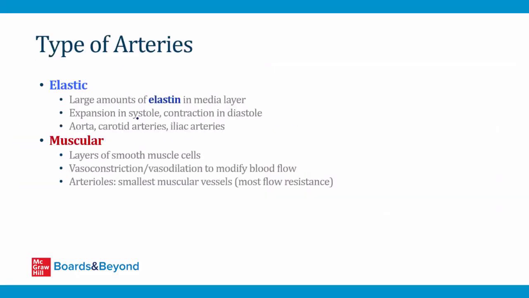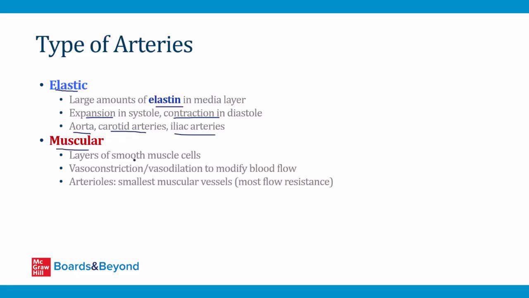You should also be aware that we broadly define arteries as being one of two types. The first type is called an elastic artery, and it gets its name because there's lots of elastin in the medial layer, and this allows the artery walls to stretch. So in systole, when the artery fills with blood, it will expand a little bit, and then as blood leaves the artery, in diastole, it will contract. And this is the type of artery you find in places like the aorta, in the carotid arteries, and also in the iliacs.